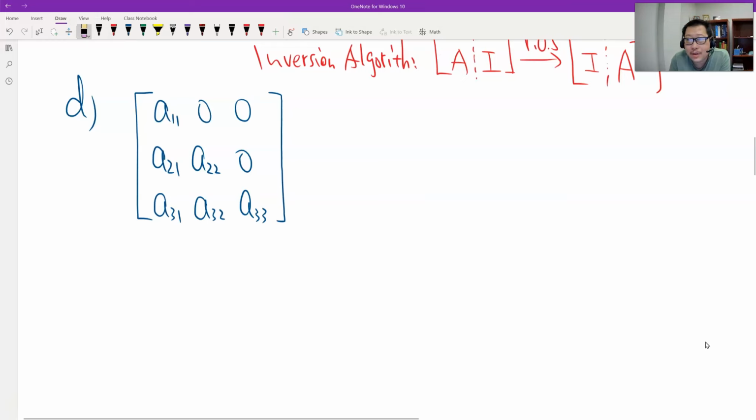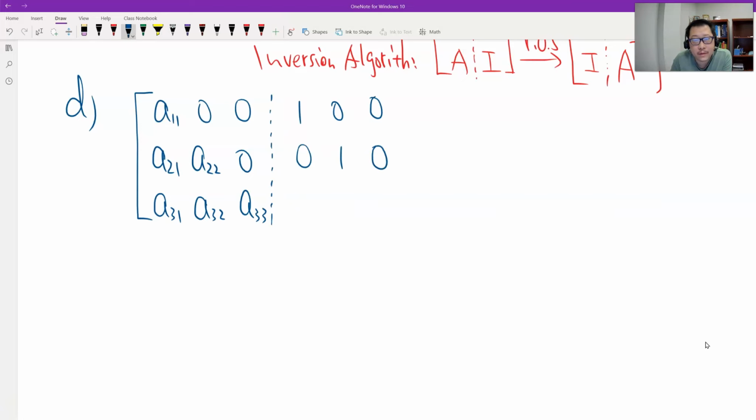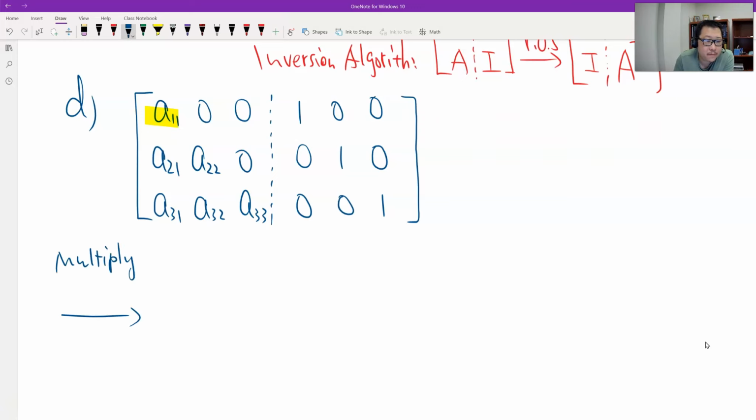Oops. Let me put I. Okay, so the first is A, and then I, and we have to make A into the identity I. So we work on this first. We do this row operation: multiply R1 by 1 over a11, right? Therefore this is 1. And here we will change.